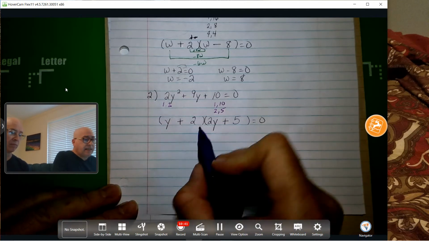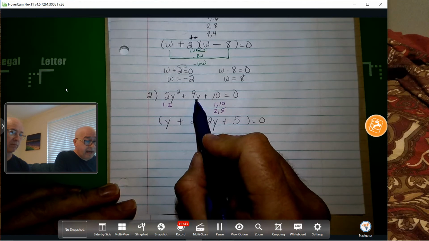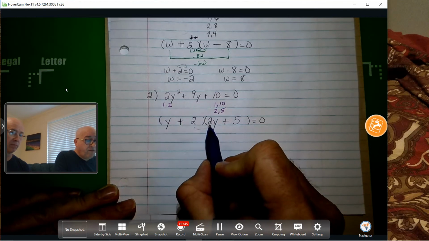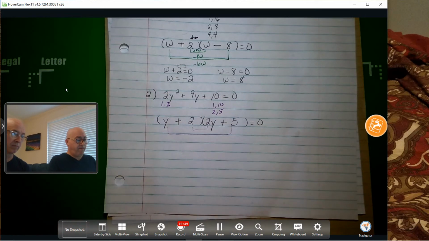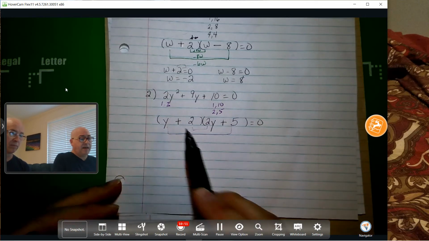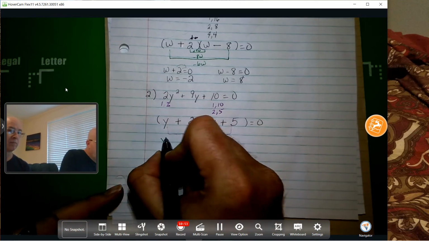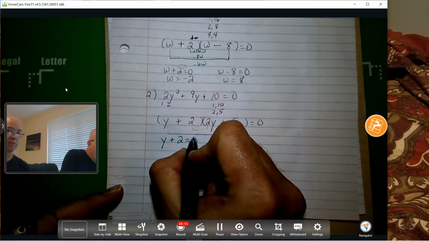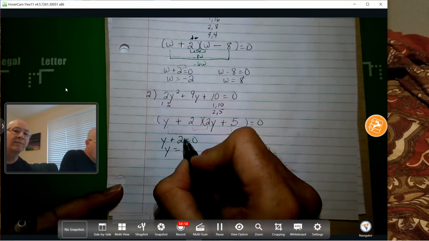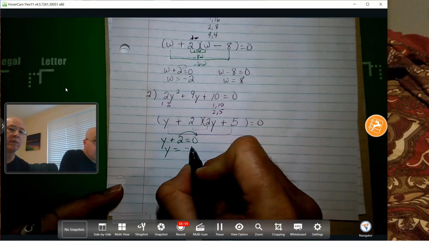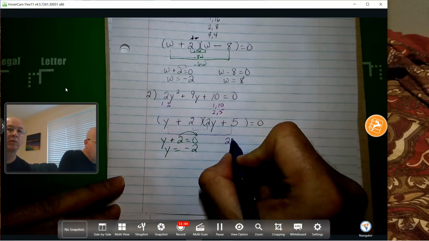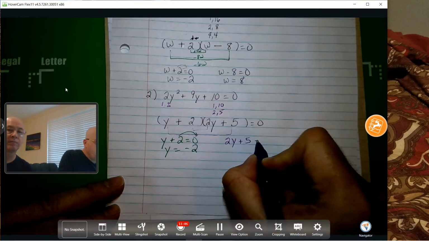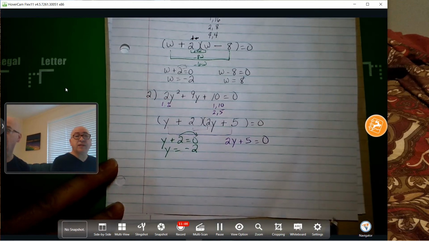So, let's see. Did I make it work out? Am I going to get a 9y here, 4y, and 5y? Yeah. So I've factored it correctly. Now I'll set each one of these factors to 0. And we get y equals -2. And 2y plus 5 equals 0.